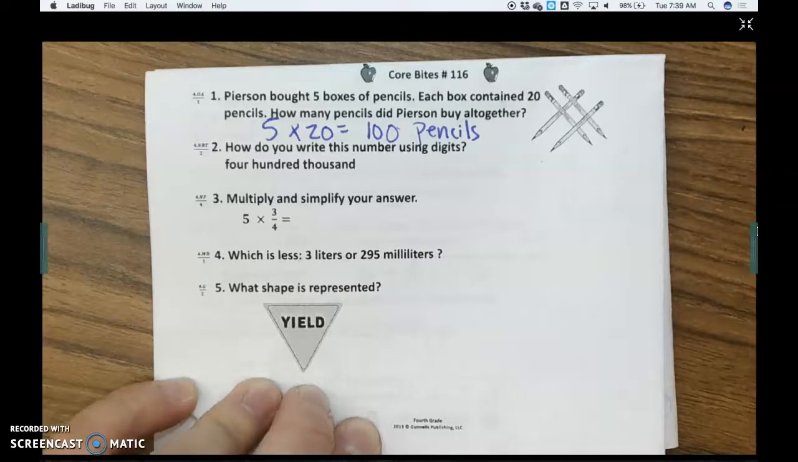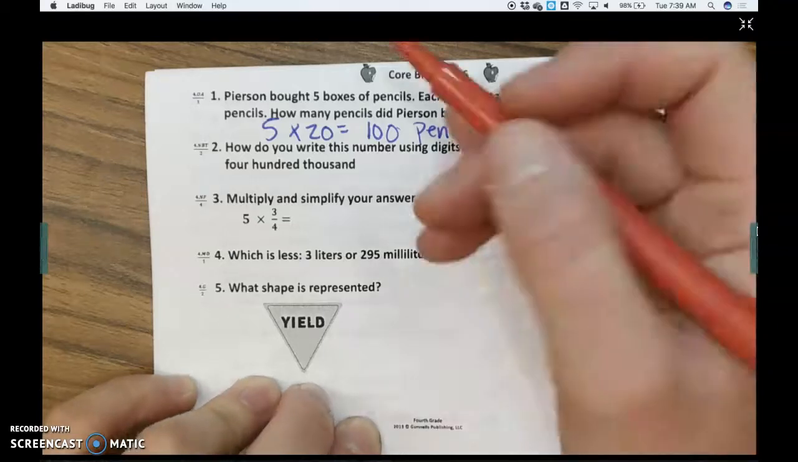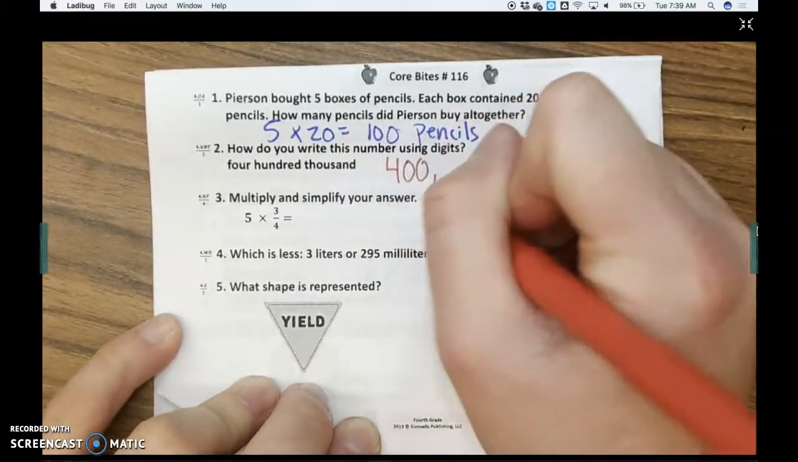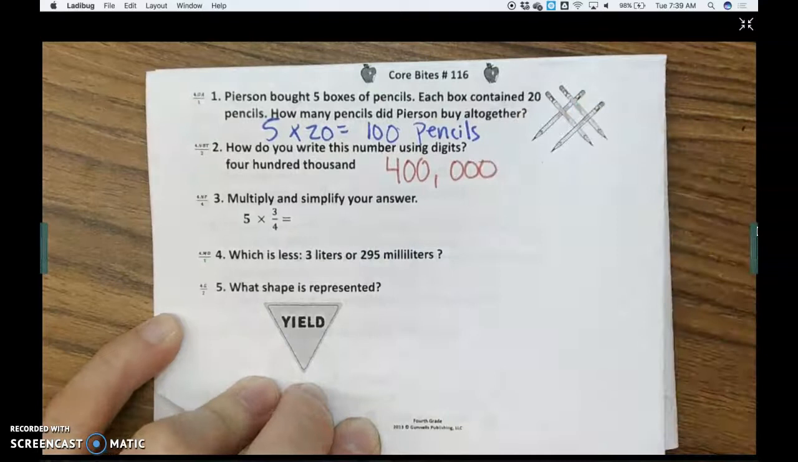For number 2, how do you write this number using digits? 400,000. So that would be 400,000. So make sure you have your comma for your period there.